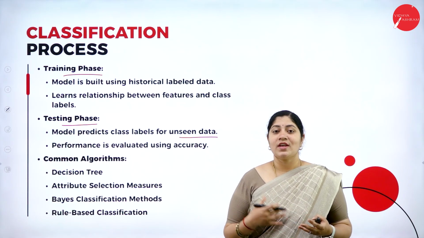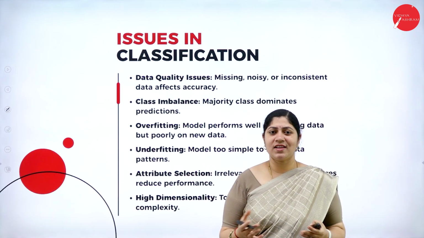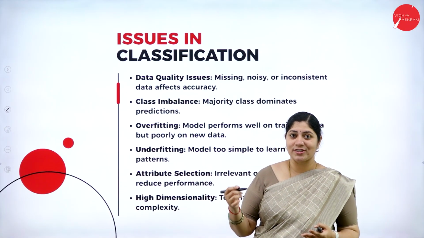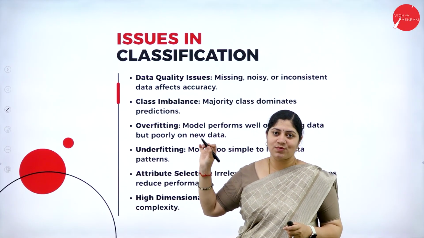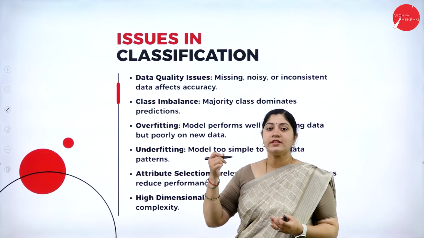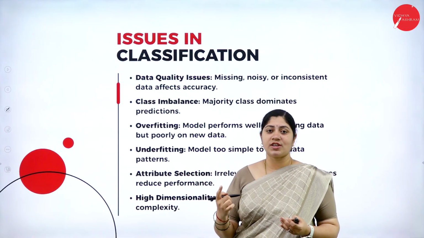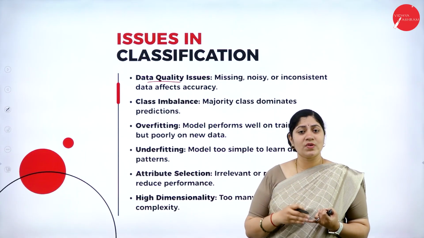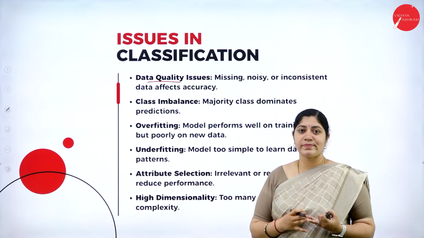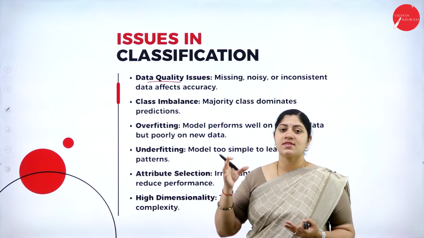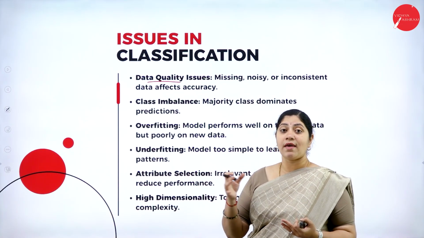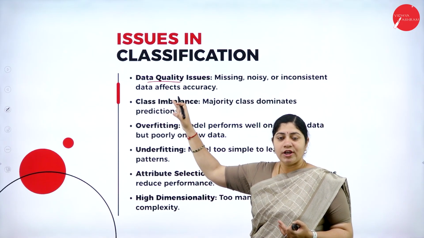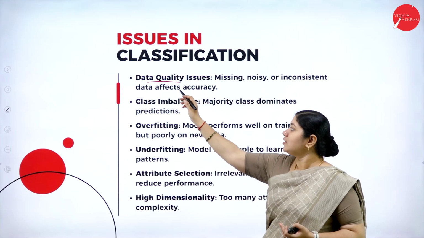But before moving on with that, let's quickly understand the issues that we face with respect to classification. That's none other than issues in classification. The first issue is a data quality issue, which results from noisy information, repeated information, or inconsistency in the information, which affects the accuracy. So that's the first issue, none other than data quality.